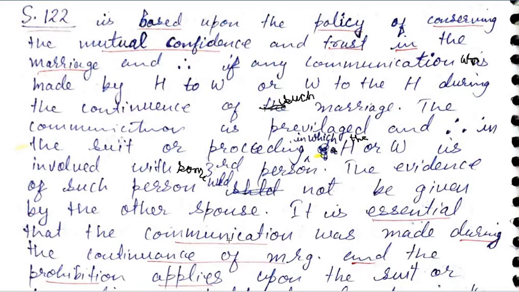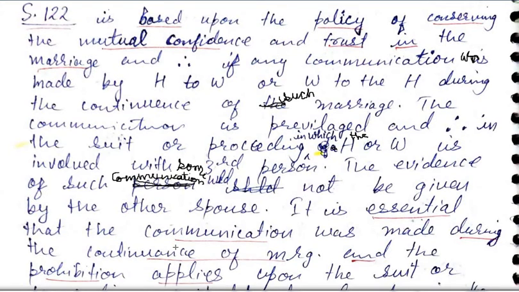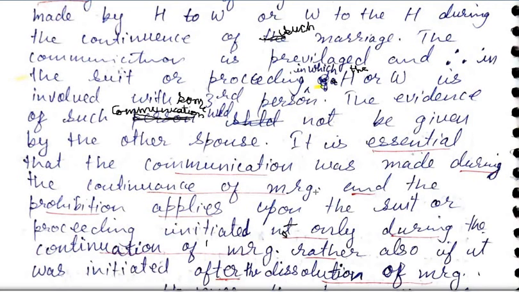It is essential that the communication was made during the continuance of marriage, and the prohibition applies upon the suit or proceeding. अब इसमें एक करेक्शन कर लो आप. The evidence of such communication, ये पर्सन लिखा था उसको कट करके, the evidence of such communication cannot be given by the other spouse. It is essential that the communication was made during the continuance of marriage, and the prohibition applies upon the suit or proceeding.